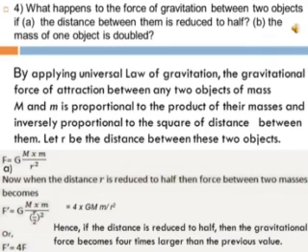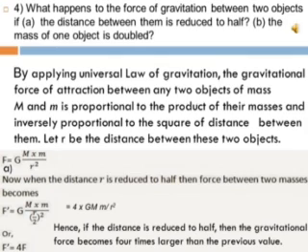What is the solution? Here we have to apply universal law of gravitation. According to it, the gravitational force of attraction between any two objects of mass capital letter M and small letter m is proportional to the product of their masses and inversely proportional to the square of distance between them. Let small letter r be the distance between these two objects. We know that F is equal to G capital letter M small letter m divided by r square.